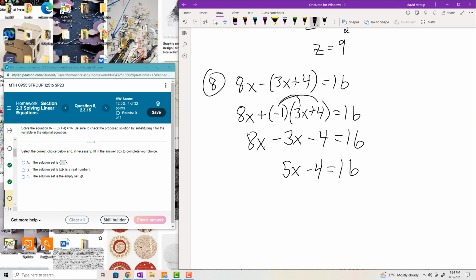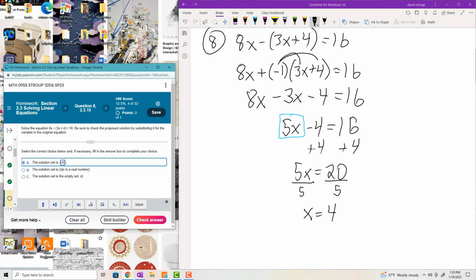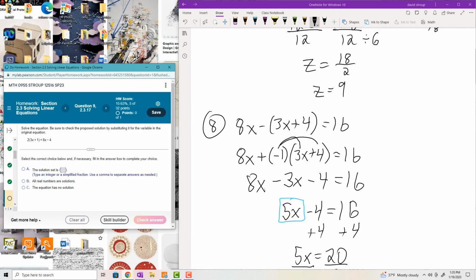Then I have 8x minus 3x is 5x, minus 4. And then we use the addition property to isolate the variable term. So again, the variable term is this guy right here. So I'm going to plus 4 on both sides. I have 5x equals 20. And lastly, you want to isolate the variable by dividing by whatever's in front of the variable. So in this case, 5. And I'll end up with x equaling 20 divided by 5 is 4. Okay. So the moral of this story is that when you see a negative in front of a parentheses, you're going to distribute a negative 1.